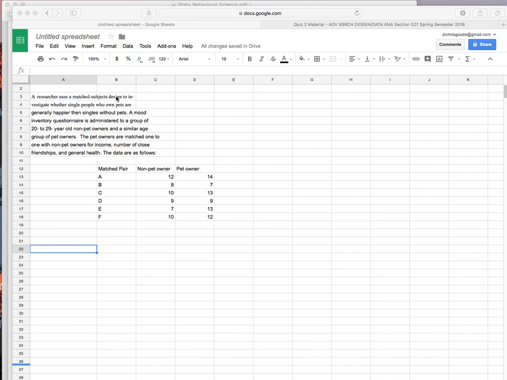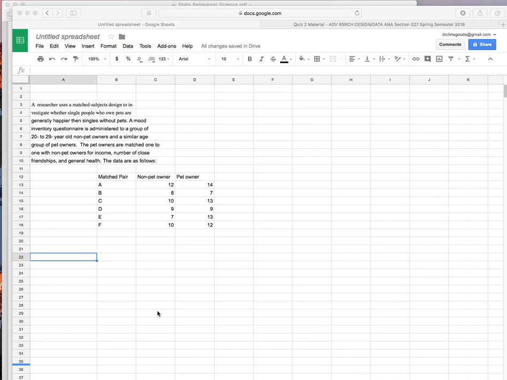We're going to go over some practice t-tests, and we're going to start with the one that we did in lab last week. It's the related samples t-test, problem 20 in your Gravetter Wallnau text. This is the one where we're using a matched subjects design, and we're looking at whether single people who own pets are happier than singles without pets.